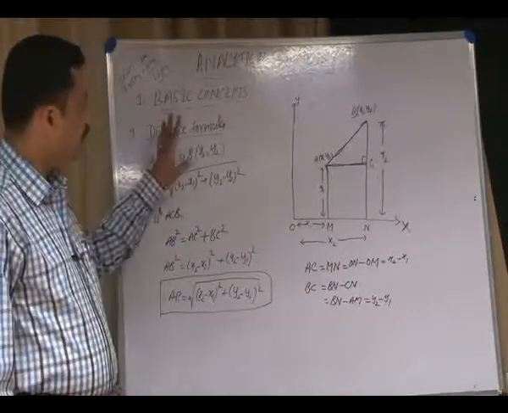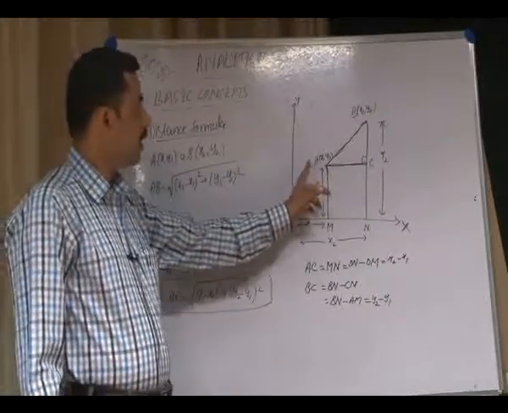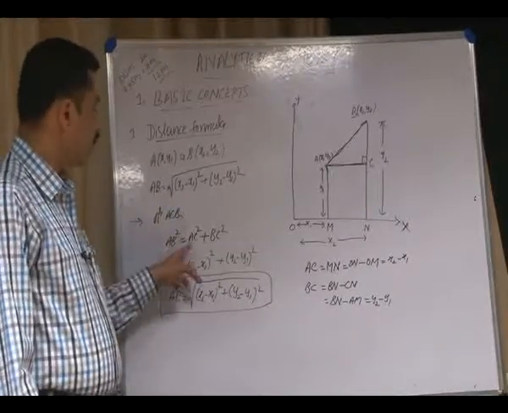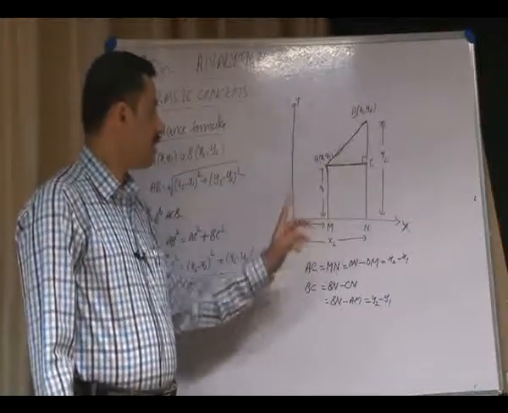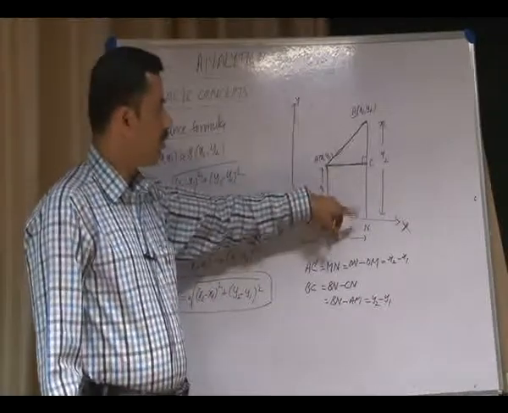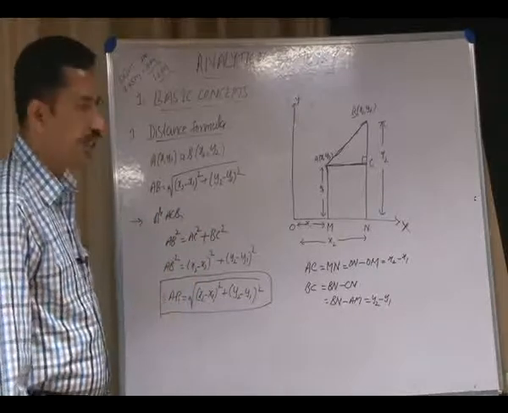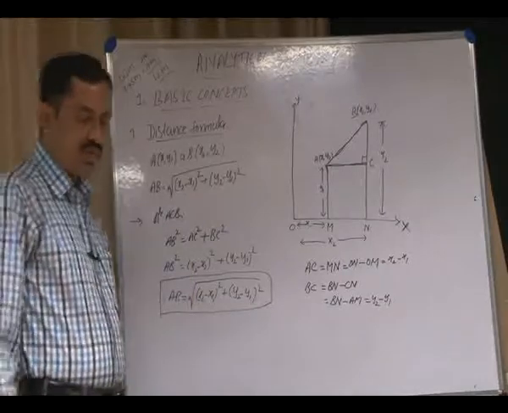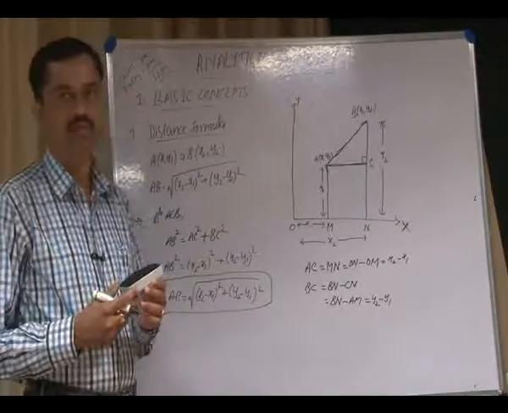So, this equation you can derive by using this figure, it is very simple. In this figure there is one right angle triangle ACB, in that if you write the Pythagoras relation, we will get AB square is equal to AC square plus BC square. In this, AC can be expressed in terms of x coordinates, that is x2 minus x1. Similarly, BC can be expressed in terms of y coordinates, that is y2 minus y1. So, substituting in this equation we get the distance formula, that is AB is equal to square root of x2 minus x1 whole square plus y2 minus y1 whole square. So, this equation is called distance formula.